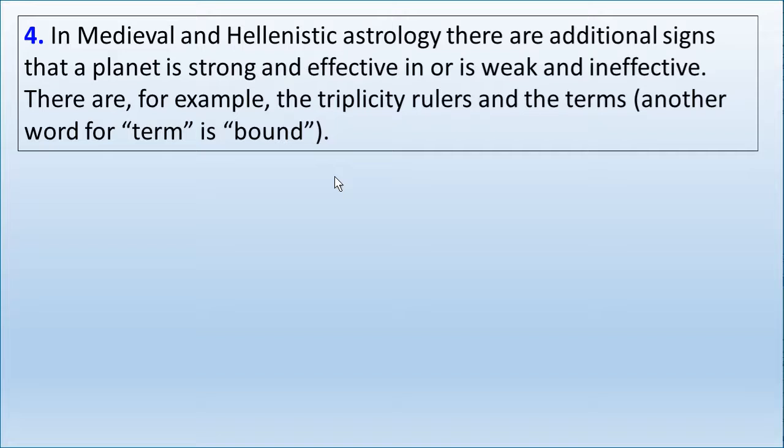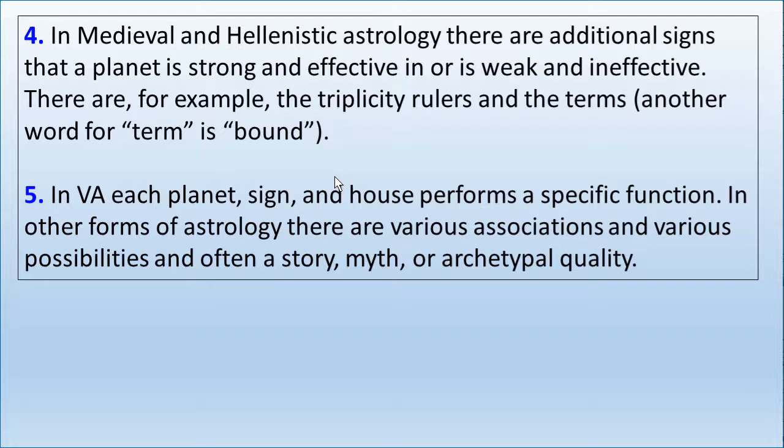I'm not going to go into that right now. I just want to let you know that there's a more complex system of determining how a planet is functioning in a sign in medieval and Hellenistic astrology. In Vedic astrology, they have some additional rules as well, other rules for determining things like this. But in vibrational astrology, we're not using any of these dignities, as they're called.